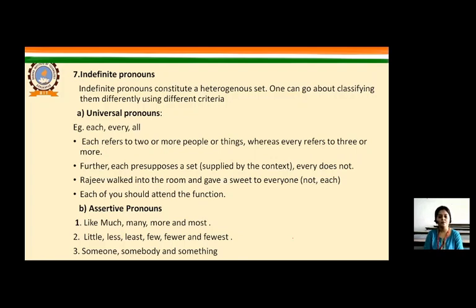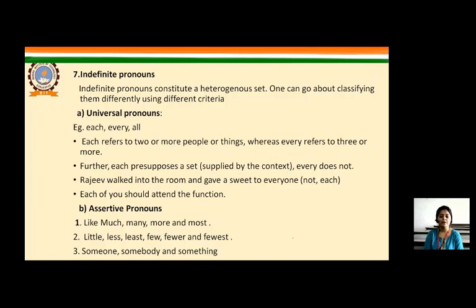Indefinite pronouns constitute a heterogeneous set. One can go about classifying them differently using different criteria. Indefinite pronouns have a lot of subcategories like each, every, all, much, many, more. We will look at them one by one, right?